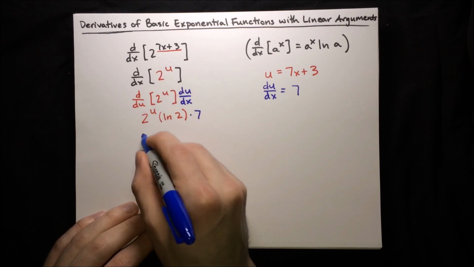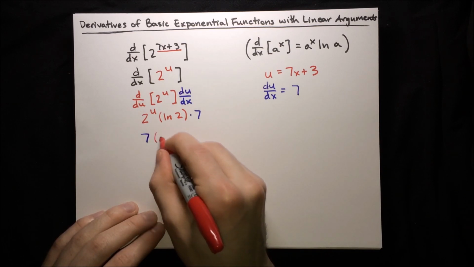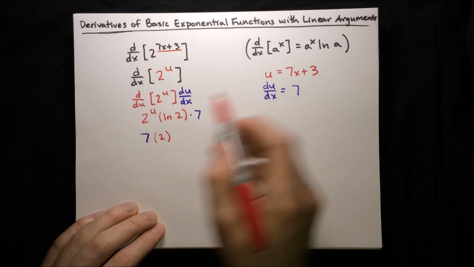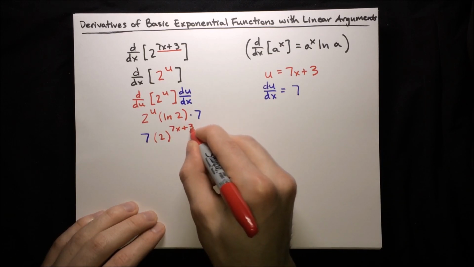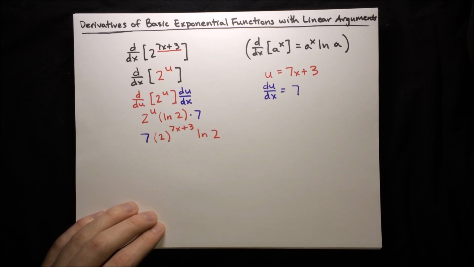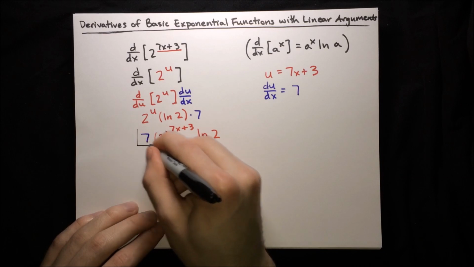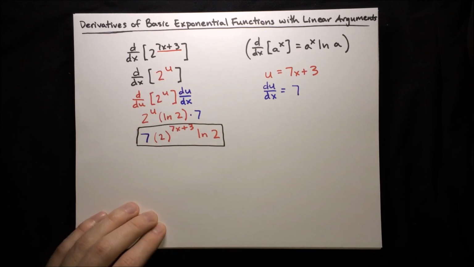So we'll move the 7 in front, so 7, and then we'll put the 2 to the u part, but instead of writing u, we'll write 7x plus 3. And lastly, we've got our natural log of 2 at the end. And there we go. There is our solution. That's the derivative of the expression we started with.